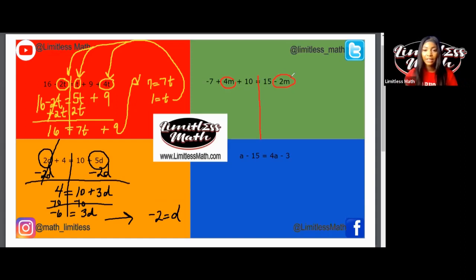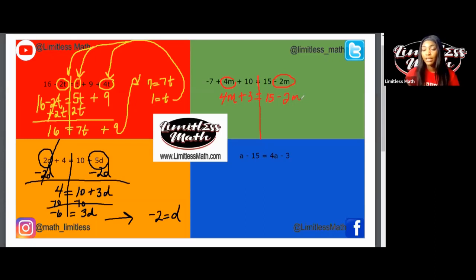On the left, I got negative 7, 4m, and 10. Negative 7 and 10 both don't have variables, so we can combine them. You can always add and subtract regular numbers. So negative 7 and 10 becomes positive 3. And now we are ready to put our variables together.